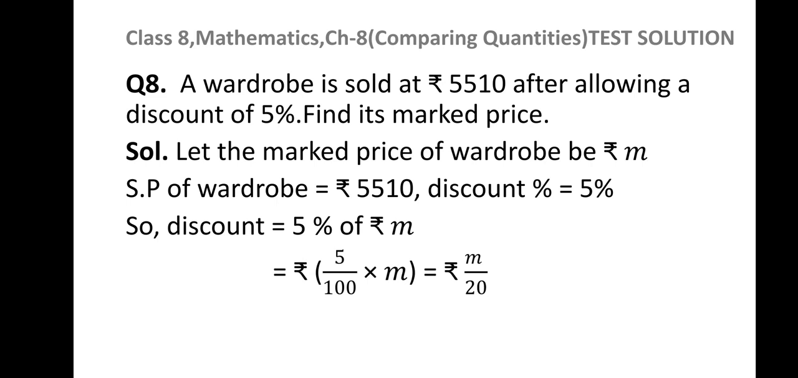Dear children, we have done one formula also relating SP, marked price and discount percentage. You can use that formula. What is that formula? SP is equal to 1 minus D over 100 into marked price. You can use that formula also, or you can do this question in the way I am telling it to you.